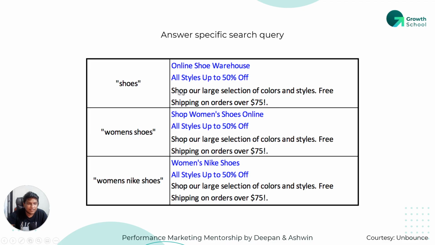I think they have smartly used the same description everywhere, but they have changed the headline. One, if you noticed, women's shoes, it says shop women's shoes online. It doesn't say online shoe warehouse, right? It is women's Nike shoes. The headline changes to women's Nike shoes. But the rest of them, it's kind of similar.